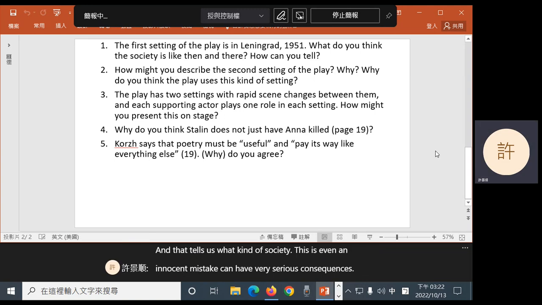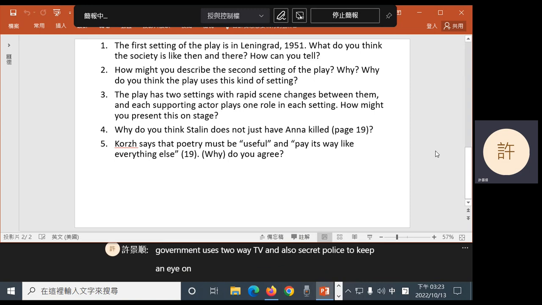Group one mentioned Big Brother. If you've read the novel 1984, Big Brother is the leader of that government, and the government uses two-way TVs and also secret police to keep an eye on everybody all the time.